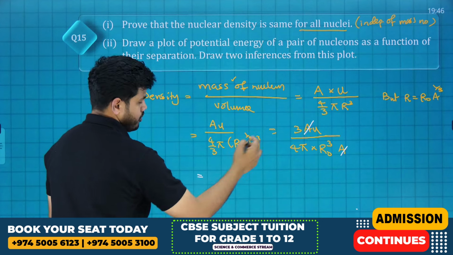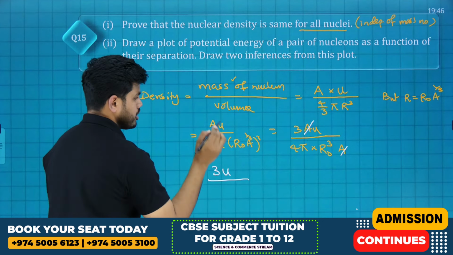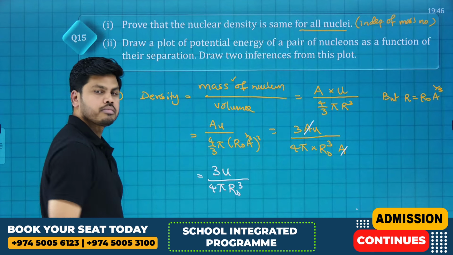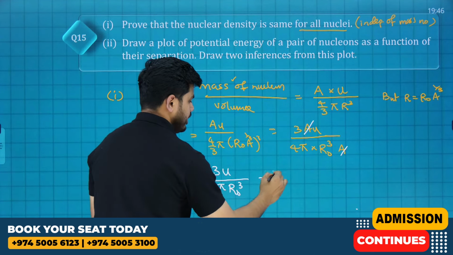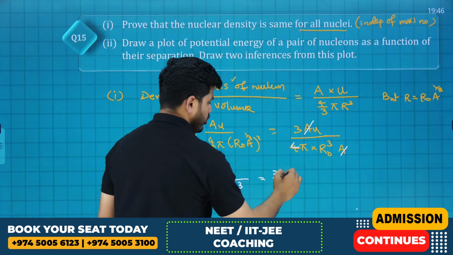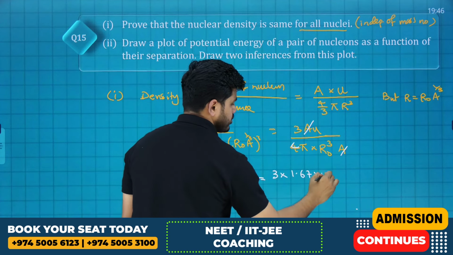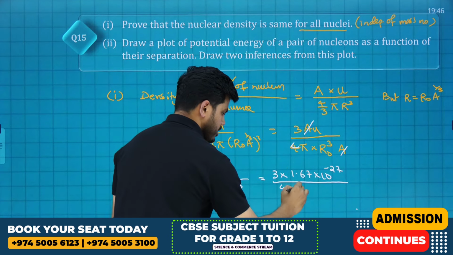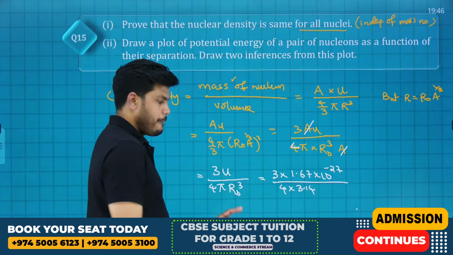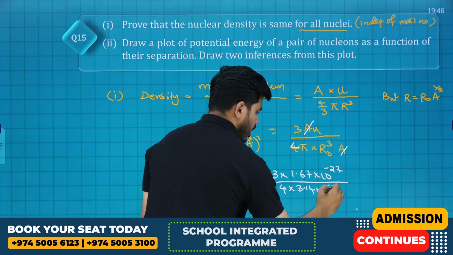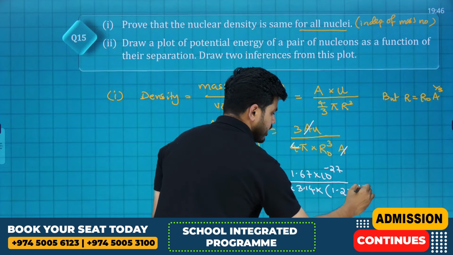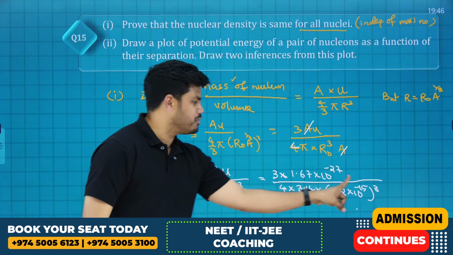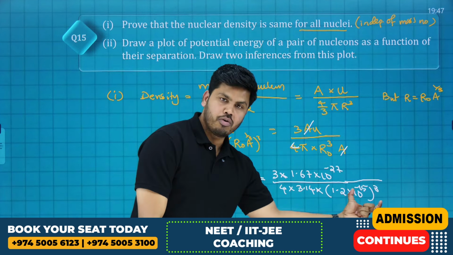Look at this density equation. We get 3 into atomic mass unit divided by 4 pi into R0 cube. Look at this. 3 into 1 atomic mass unit is going to be 1.67 into 10 raised to minus 27 kilogram divided by 4, the numerical constant. 3.14 is the pi. And now what is R0? R0 is going to be 1.2 into 10 raised to minus 15, correct? The whole cube. Look at this. Is there any variable? No. All of them are constants only.